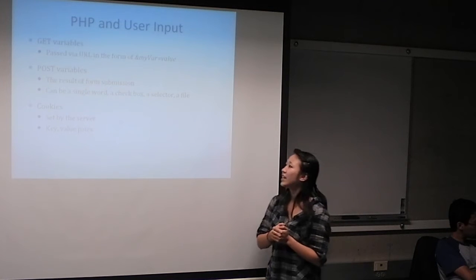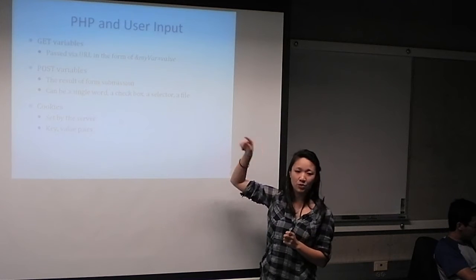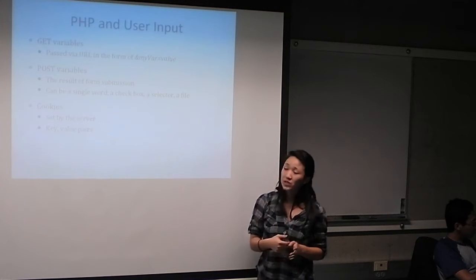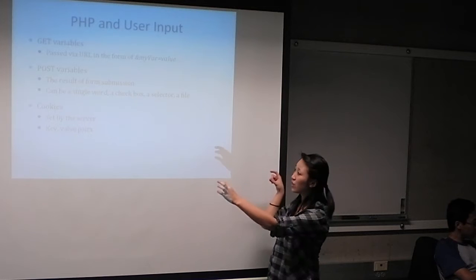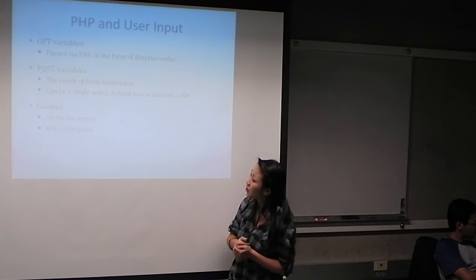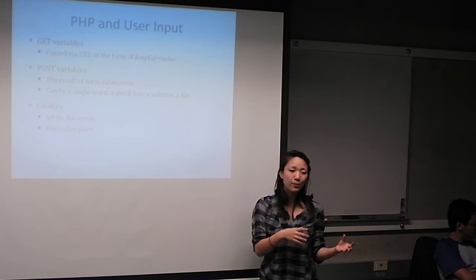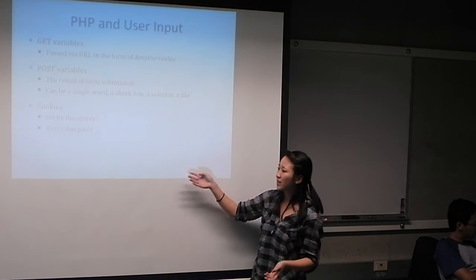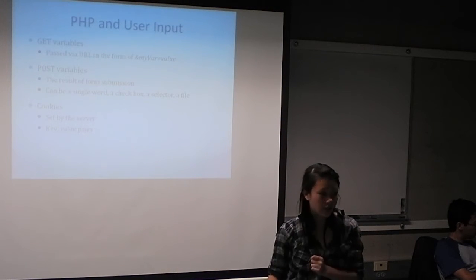Okay, so basically what we said: GET variables are passed in the URL in the form of my variable equals my value. POST variables are usually the result of a form submission. It could be sending text fields, or whether a box is checked or not, or even file uploads. And cookies are set by the server. They're key-value pairs, which means there's a key and a value. So a key might be Facebook.com remember cookie, and then the value would be whatever date you want there. Any questions?